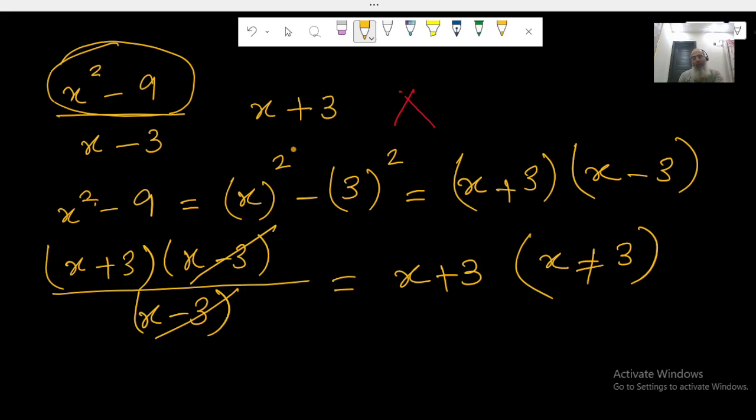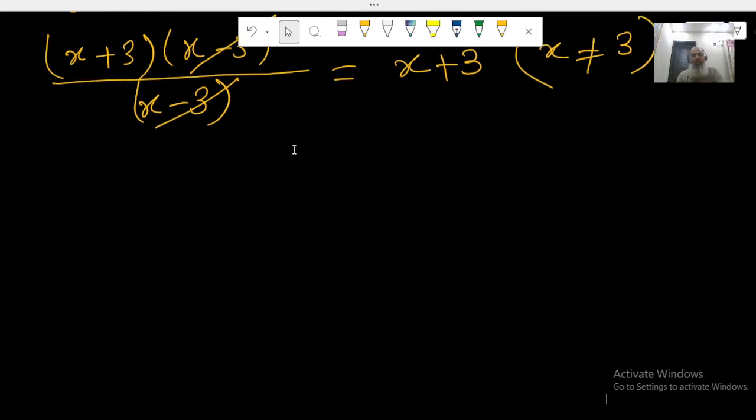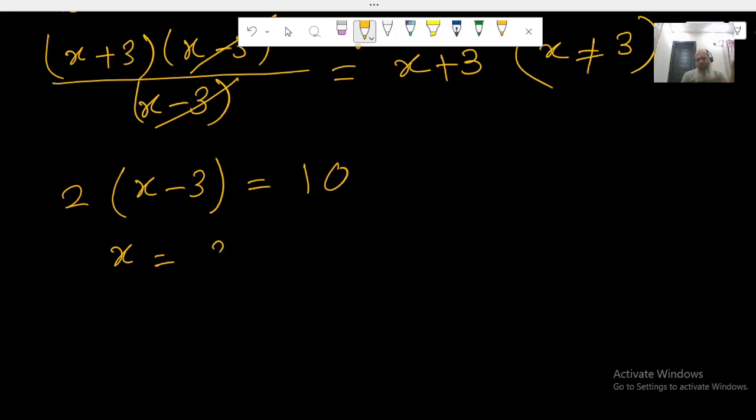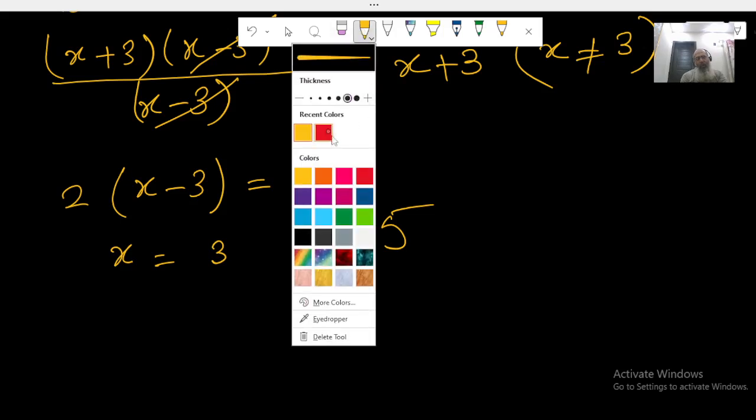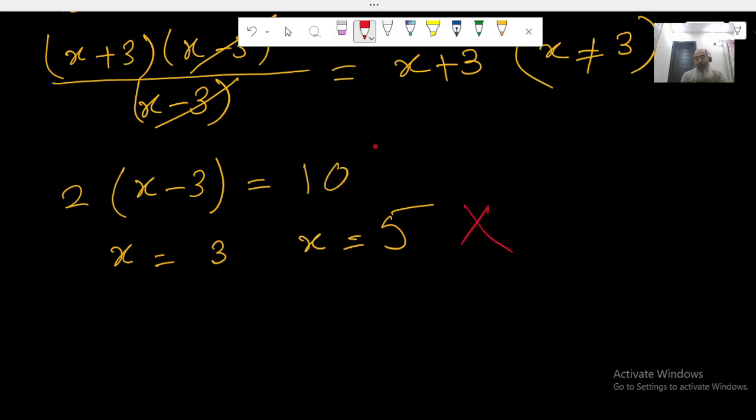Now come to the next problem. Here I tell you. The next question is 2(x minus 3) is equal to 10. Now if you skip steps, what will you write? You'll write here x is equal to 3, or x is equal to 5, just like that. So both are wrong, not correct.